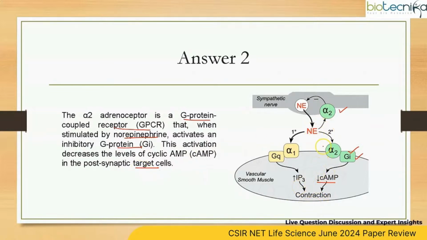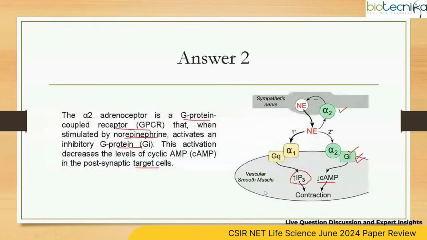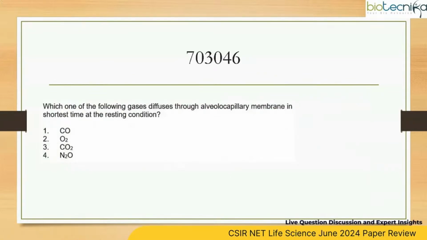So through this figure also we can understand. When it binds to the alpha 2, inhibitory activity increases, inhibitory G protein gets activated, so that will decrease the cyclic AMP. Okay, and if it is alpha 1, then you can see IP3 will increase. But because they have asked for cyclic AMP, so it is your alpha 2. Clear? Now let's move on to question number 703046.